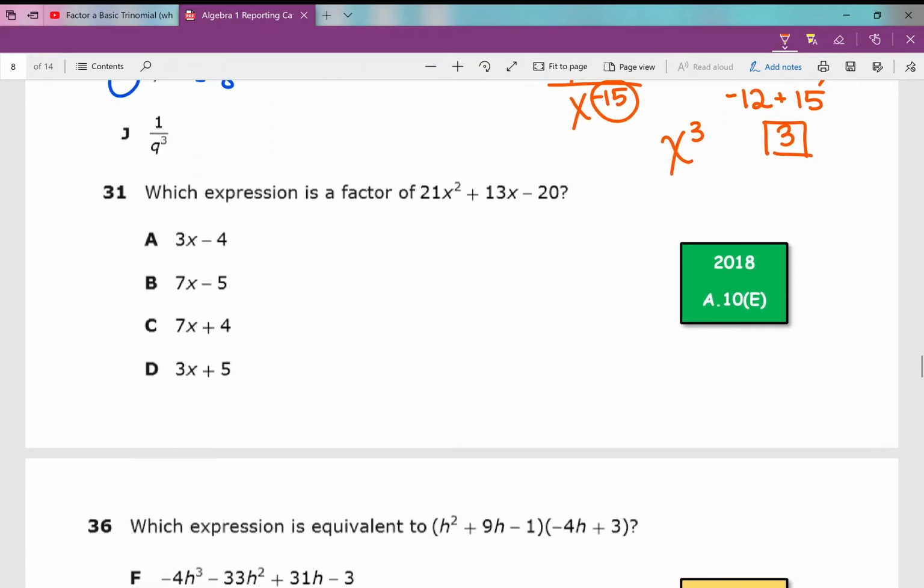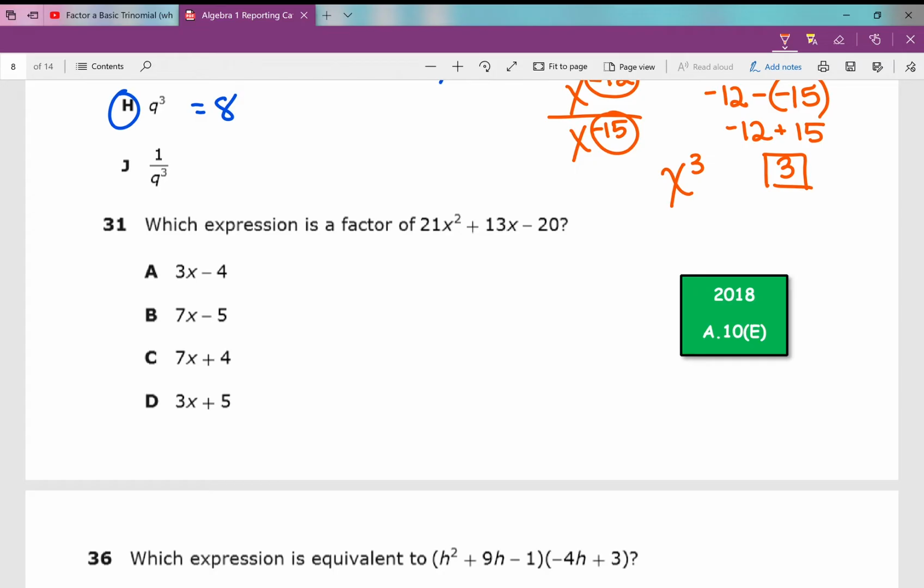Okay, number 31. Which expression is a factor of? There is no trick here. You just have to know how to factor. Because I only have one factor, there's no trick, okay? This is actually a really difficult one for a lot of students. I'm looking at this quadratic. It's quadratic because my highest exponent is a 2. How many terms? 1 term, 2 terms, 3 terms. That makes it a trinomial.